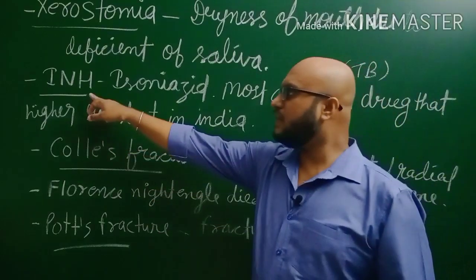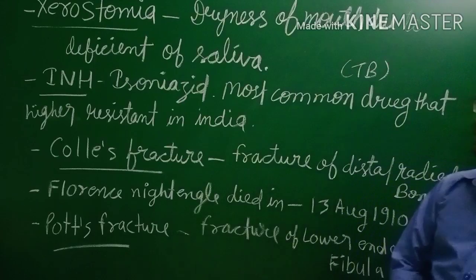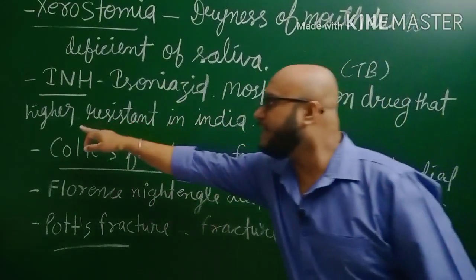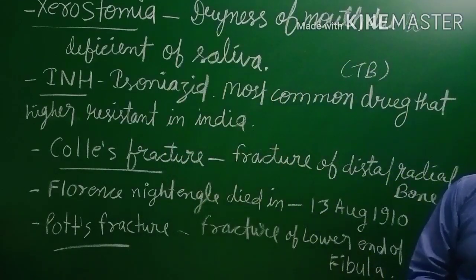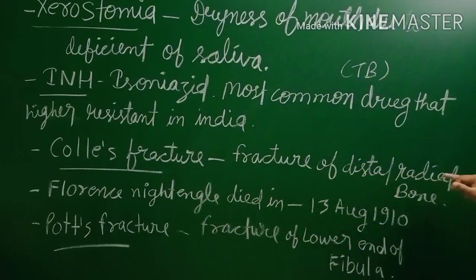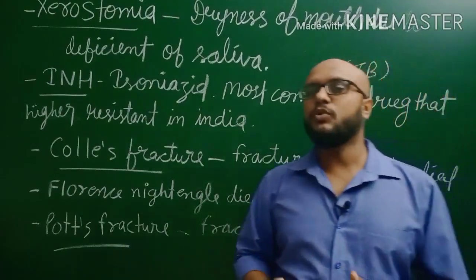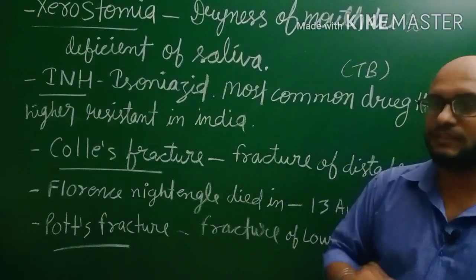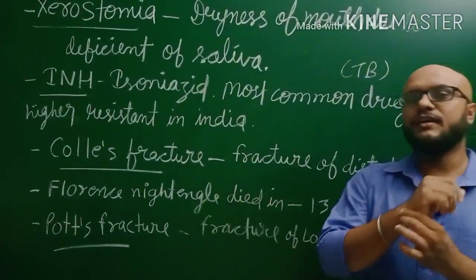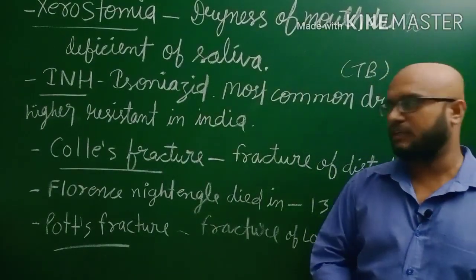INH. This word is used to describe the drug isoniazid. It is an anti-tubercular drug. It is the most common drug that has higher resistance in India. Next is Colles fracture. Fracture of the distal radial bone is known as Colles fracture. This is the distal part of the radius bone. If the fracture occurs in this area of the radial bone, it is known as Colles fracture.